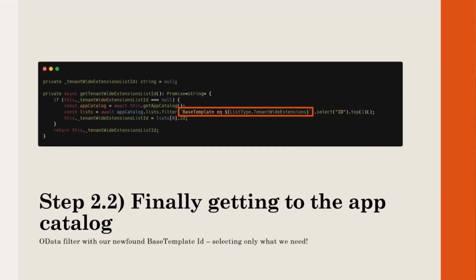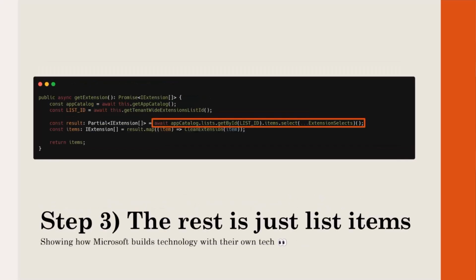And then from there, it's pretty easy to get the list because it's essentially just going base template equals the list type. Then what I'm doing here is just selecting the ID, being considerate about the amount of data that we're pulling, since we're only going to use the ID in the next step where we're going to work with the extensions. That seemed like the best way to do it. So from there, what I found was that it is essentially just working with list items.